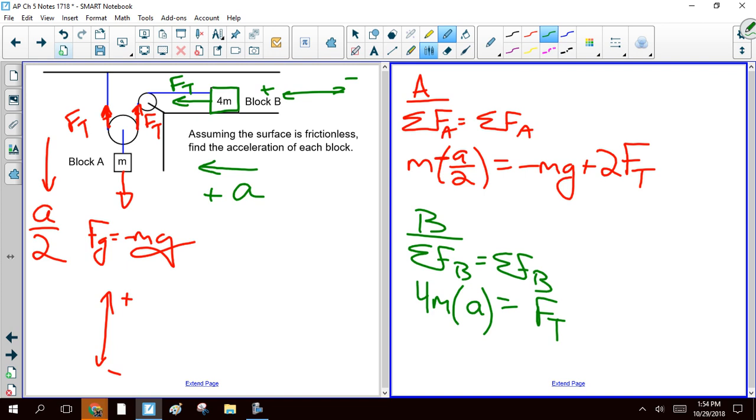Okay. So I guess the thing here that is new is, one, we can't look at the system as a whole because they have different accelerations. And, in fact, the acceleration of object A is half the acceleration of object B. Okay, so now we can solve this mess.